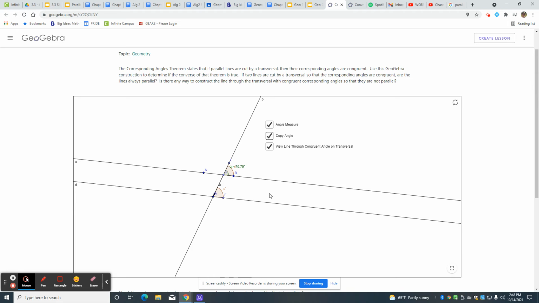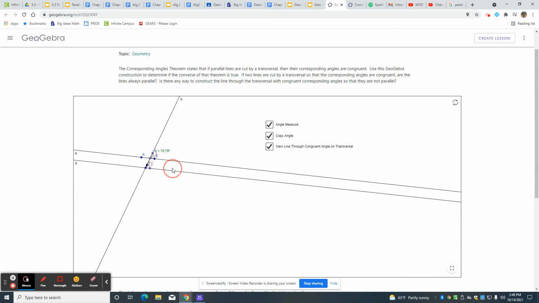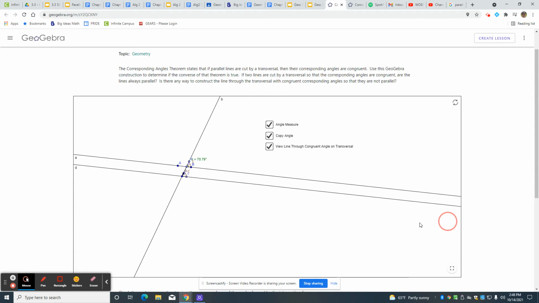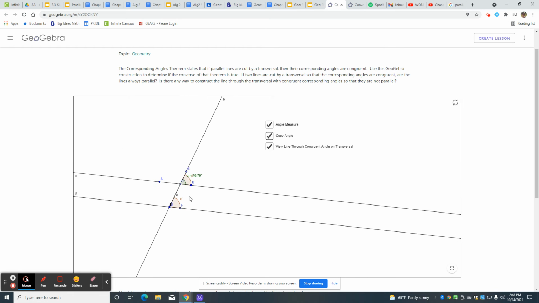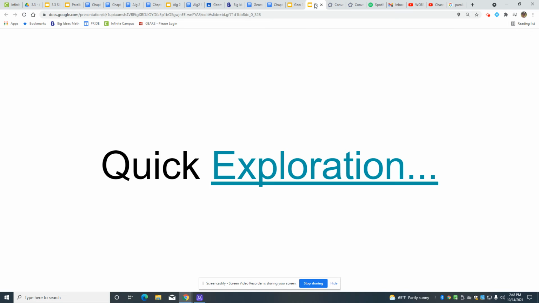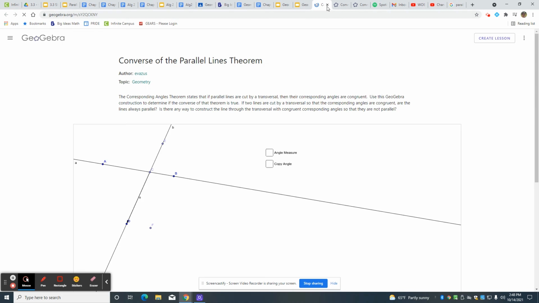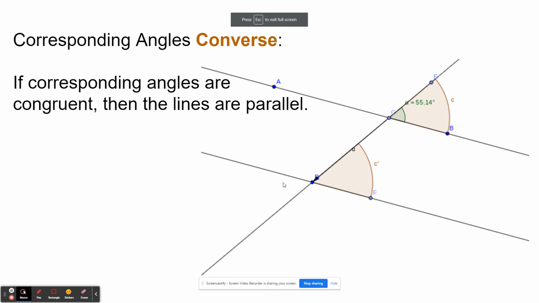If I zoom out, I can tell these two lines are parallel, right? So if my corresponding angles are congruent, that forces the lines to be parallel. So if I'm wondering, are lines parallel, I can look to see if the corresponding angles are congruent. And if they are, then my lines are parallel. And that's going to be true for all of our special angle pairs.